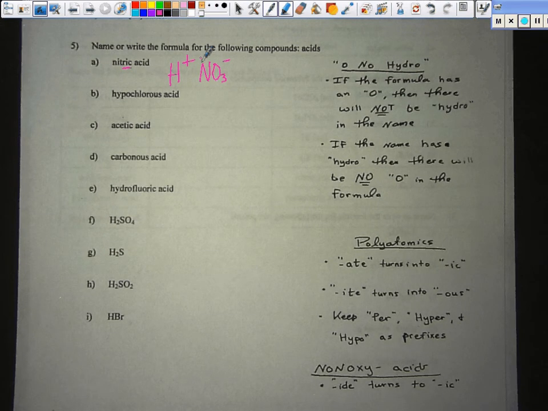Now let's be very careful on this next one. This one's kind of weird. Hypochlorous. Us came from which ending? Ite. But what about that hypo? You've got to deal with it. What is hypochlorite? Very good. ClO negative. What is H always? Okay. So when you crisscross, you get HClO.